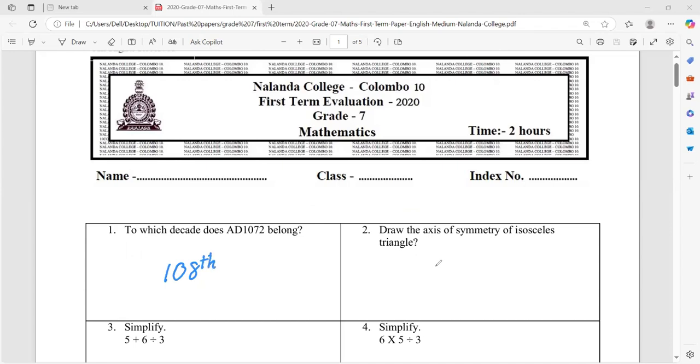Right. So draw the axis of symmetry of an isosceles triangle. You can draw an isosceles triangle. It looks like this. So isosceles triangle means two sides are equal to each other in length, right? So if you draw the axis of symmetry, it should look like this, right? So you can draw something like this. Okay, then let's go to the next part.